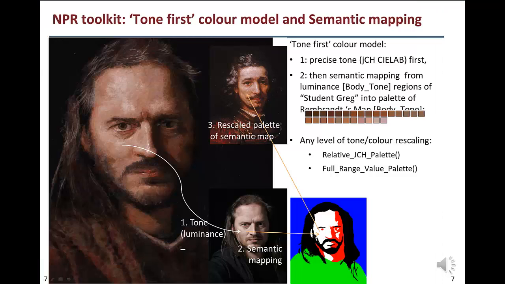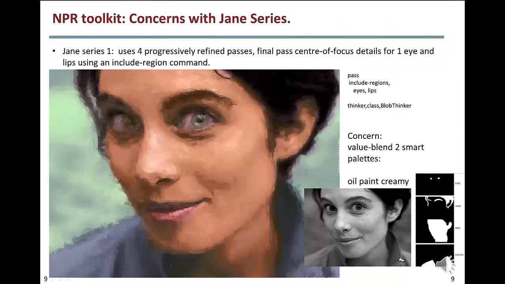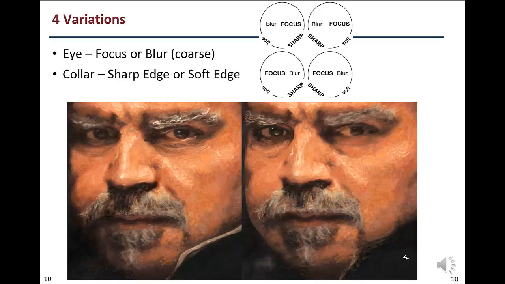So let's just show you the standard things we can do already with our systems where we're really thinking deeply about the painting process, light and darks, warm and cool colors, teaching it about what a face is, what a background is, being able to take historical palettes like from Hopper here in the lower left and rescale its luminance, its color, its literally its conceptual blobs, its passes, its range, its edges, in kind of a rather deep way.